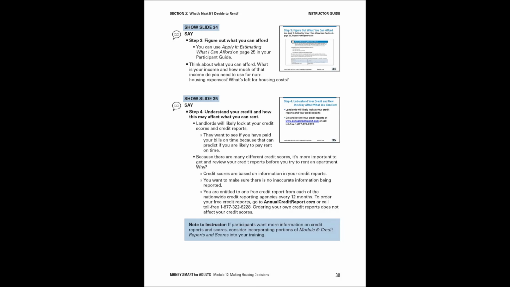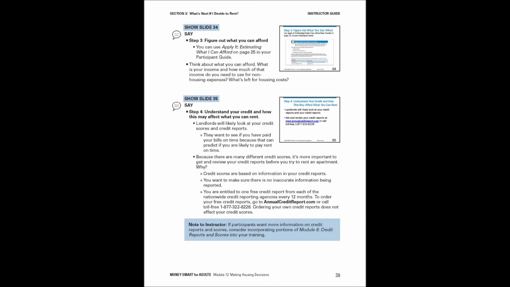Step 3 is figuring out what you can afford. Again, there is another apply it. It's on page 25 of the participant guide. And again, it's helping them to think about what they can afford. Step 4, understand your credit and how this may affect what you can rent.